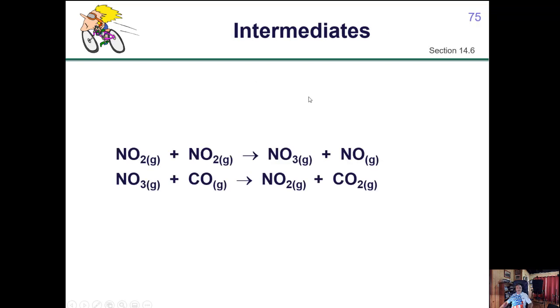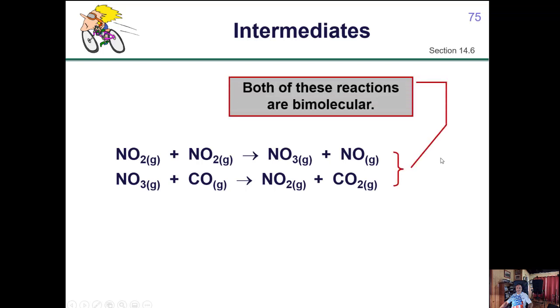Intermediates. Let's get back to those. So here is our proposed mechanism. Remember, this is our guess for proposed mechanisms. It's based on the experimentally determined rate law. These are both elementary steps in our proposed mechanisms.